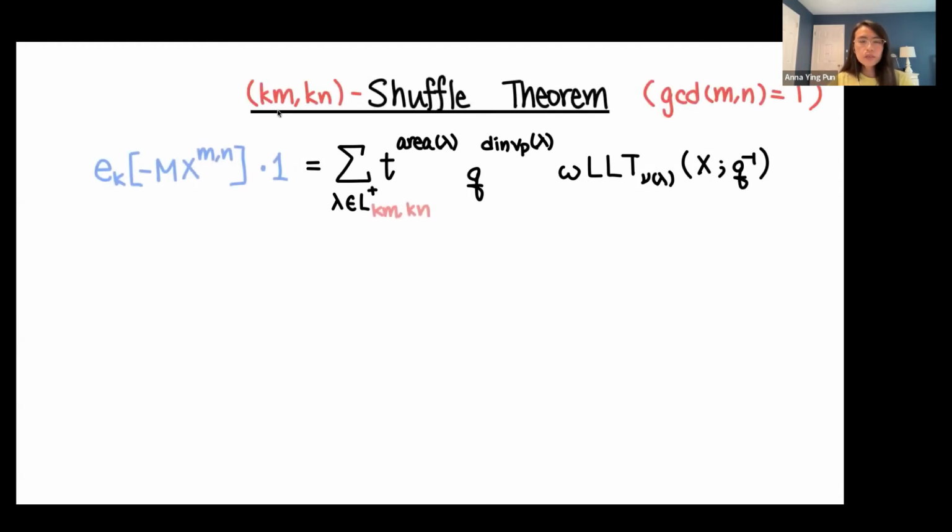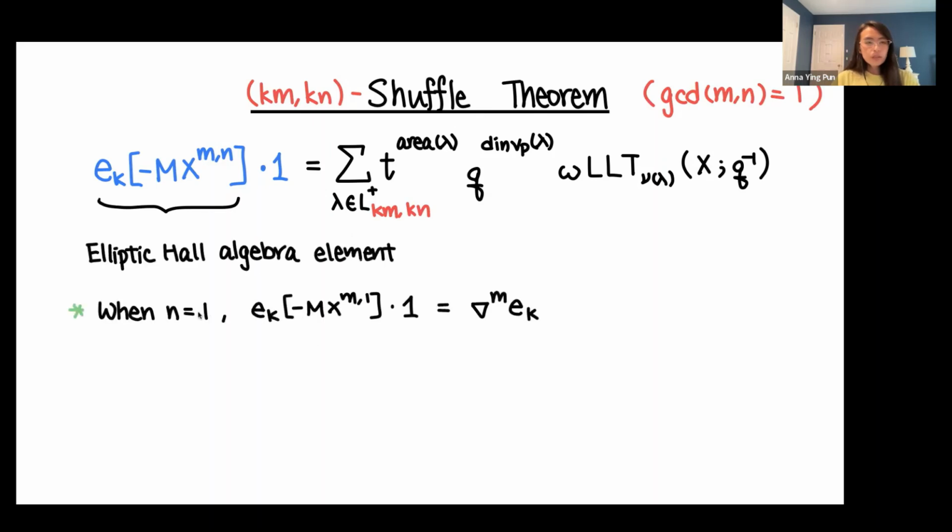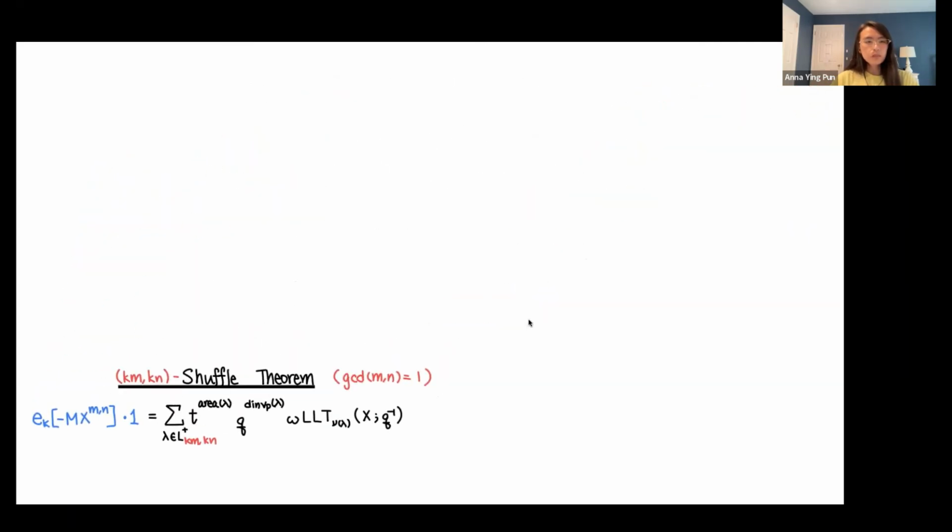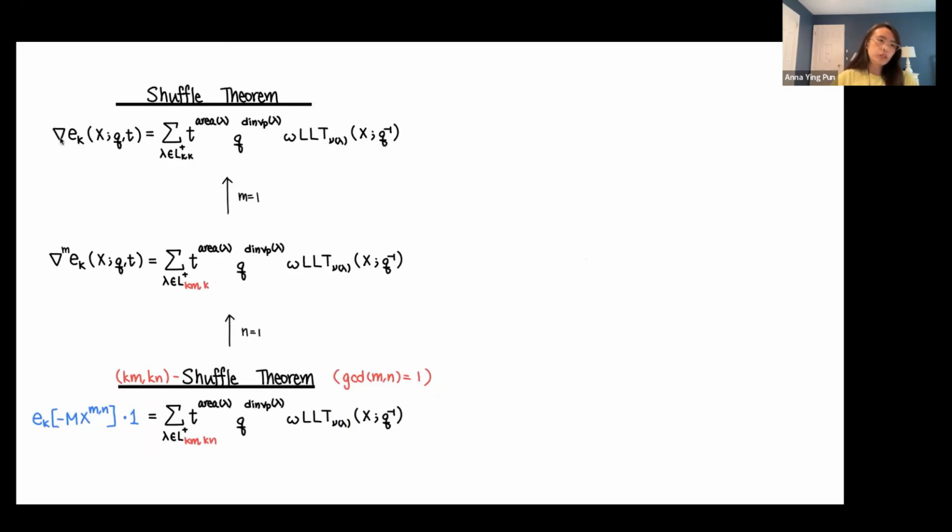And then you can actually extend it to something called the KMKN shuffle theorem, which is just using this operator, or you can think about it as the Schiffman algebra that we have, adding on a 1. Then you have this, right? When n equals 1, it gives us back the nabla M EK, okay? So you have this KMKN shuffle theorem. When n equals 1, you get the nabla of M. When m equals 1, you get the original classic shuffle theorem.